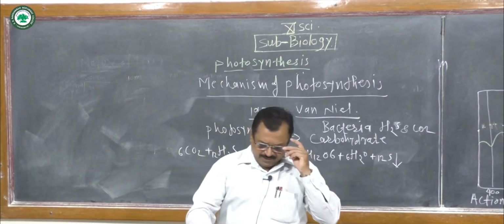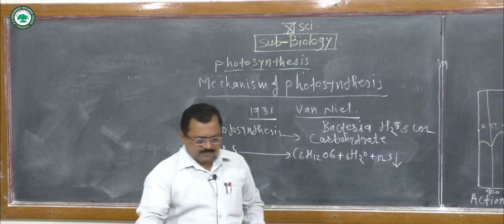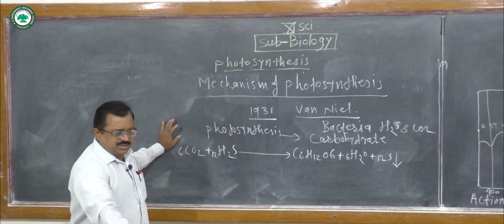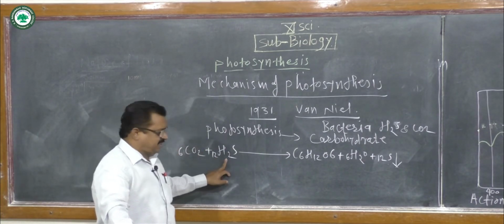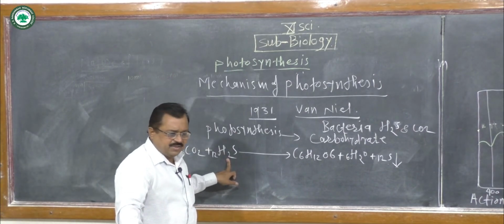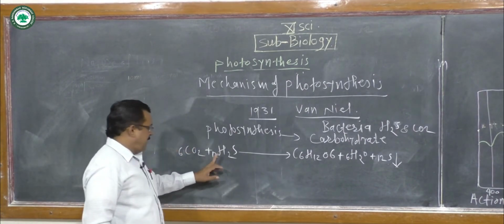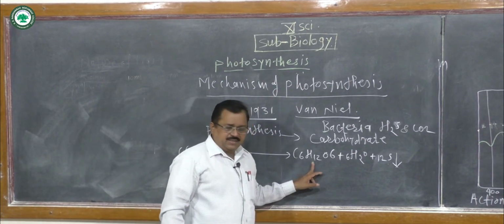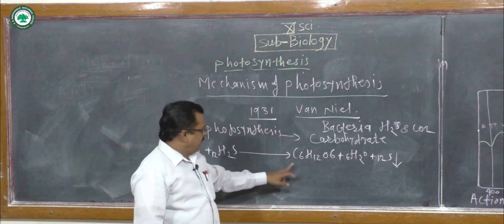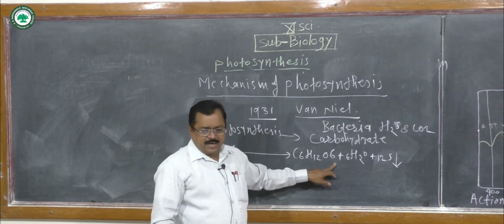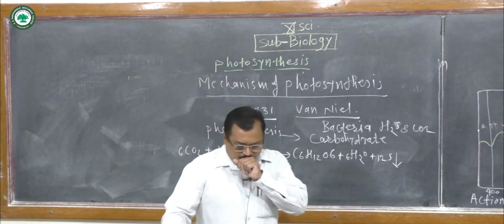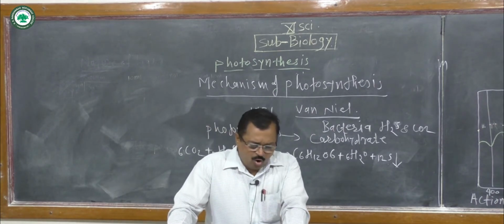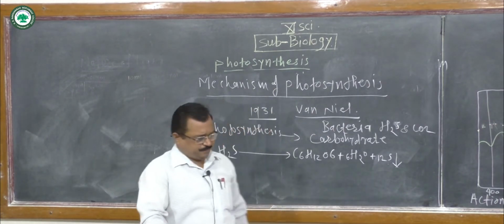Then Van Niel postulated that in green plants, water is utilized for photosynthesis in place of H2S, means as a source of hydrogen, water is utilized and carbohydrate is formed. That is, during photosynthesis in green plants, carbohydrate is synthesized and oxygen is evolved in place of sulfur.